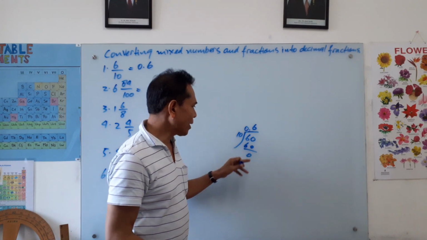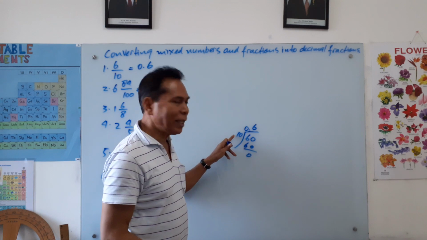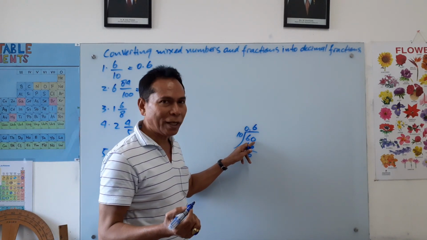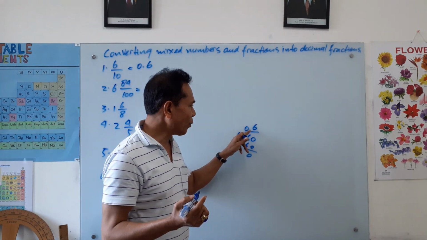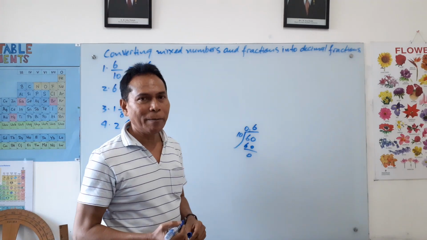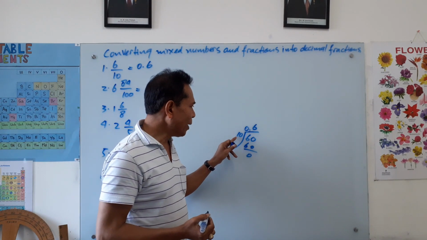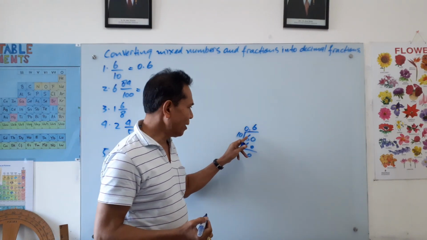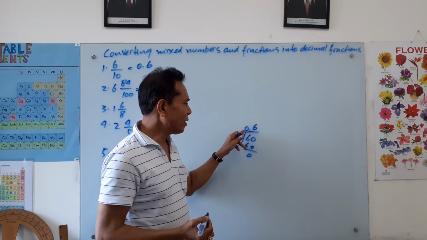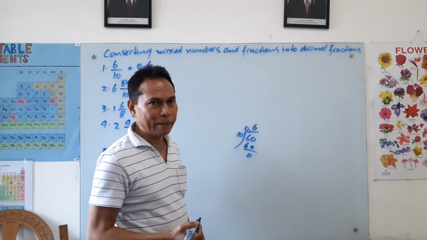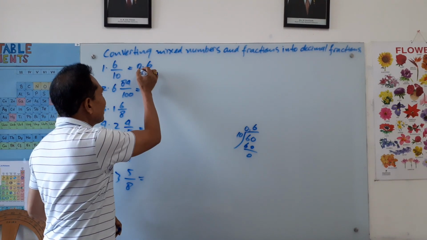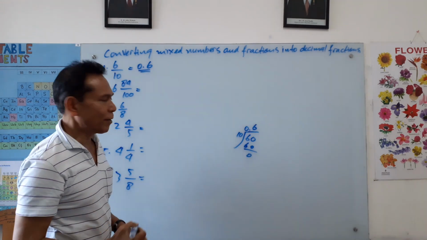So 6 divided by 10, of course cannot. So we take 0, we put it here, and don't forget, put 0, comma here, because you put 0 here, the 6 becomes 60. Now 60 divided by 10 is 6, or 6 times 10 is 60, finish. So your answer is 0.6. That's the answer for number 1. That's the decimal answer.